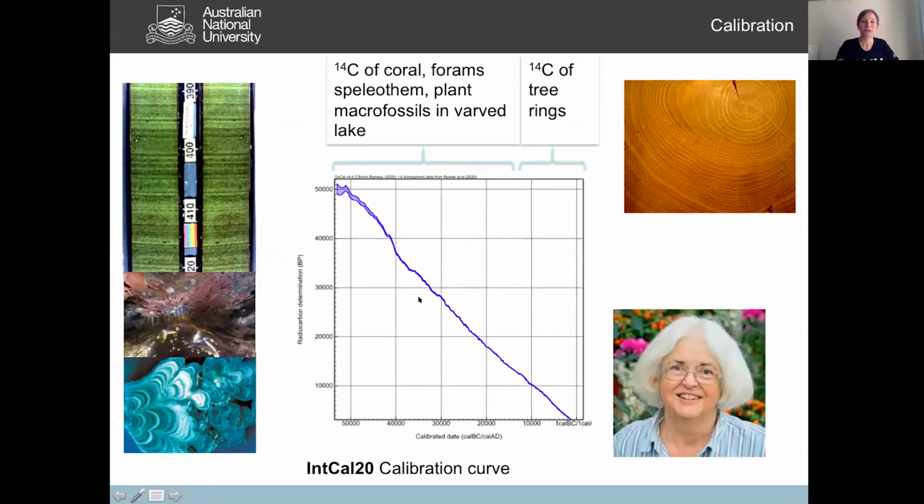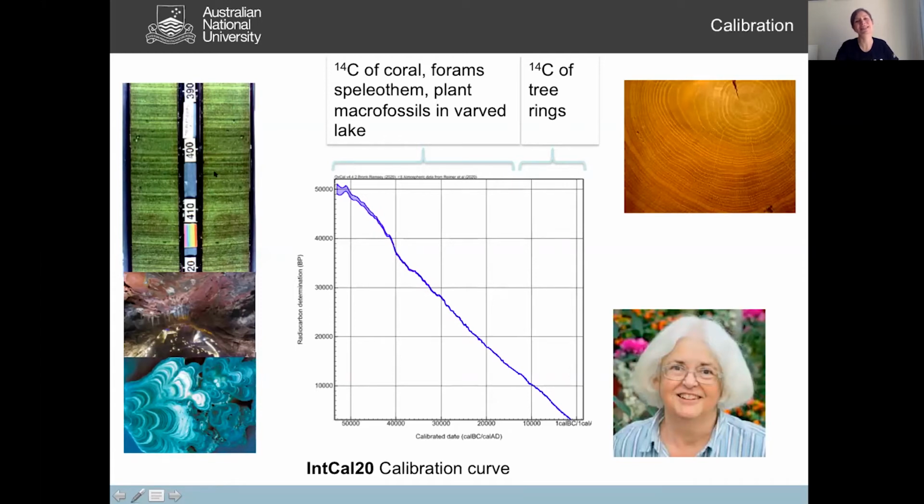the curve is not quite so secure, and it changes, which is why it needs to be routinely updated every few years. At the moment, this part of the curve is based on things like lake records. So this is a core going through a lake, and each one of these dark and light bands represents a year. And numerous poor students and postdocs have had to count those. They go back to beyond 50,000 years.